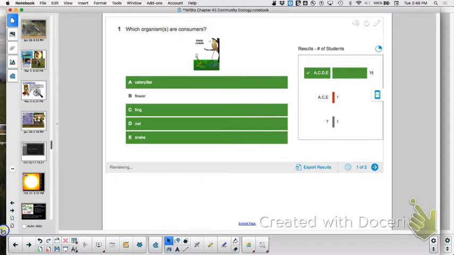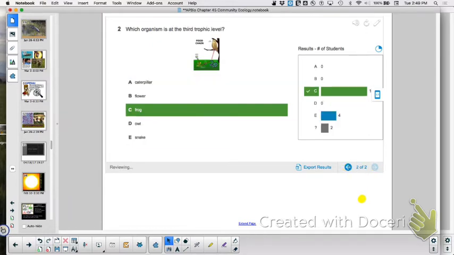Oh. Now, you don't even need the picture to answer the question. Right? Do you need the picture to answer the question? No. You could just go, oh, a caterpillar, that's a consumer. A frog is a consumer, an owl is a consumer, and a snake is a consumer, right? Because they're not autotrophs, right? So the only thing there would be the flower. And I'm highlighting.